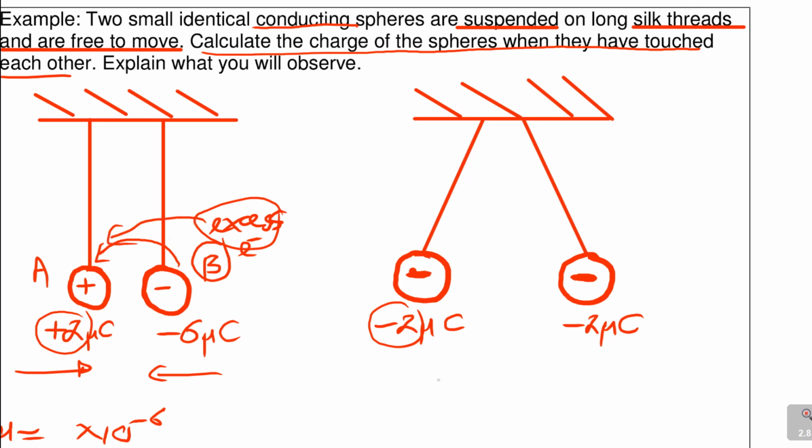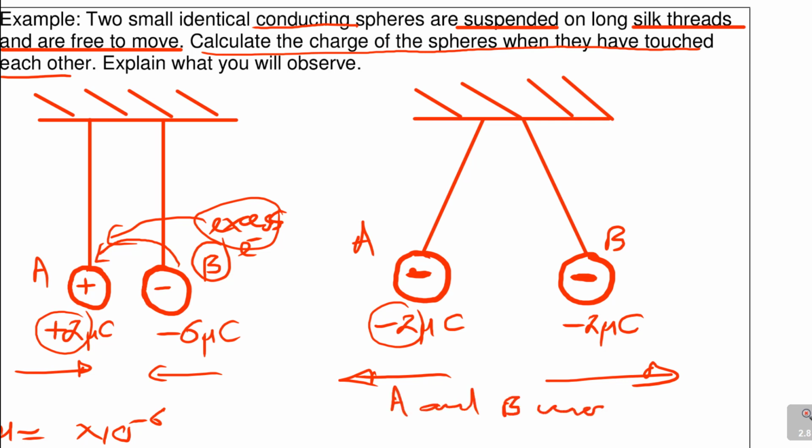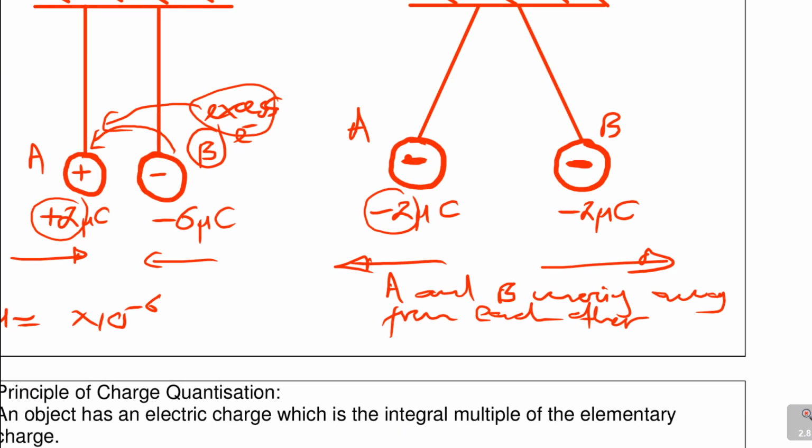So now, because of that, you will observe A and B like that. This is our B, this is our A. So what will you observe? You're going to observe A and B moving away from each other. What is the reason? Due to repulsion. And then you can say like charges repel. So that is that part that they wanted to bring in there.